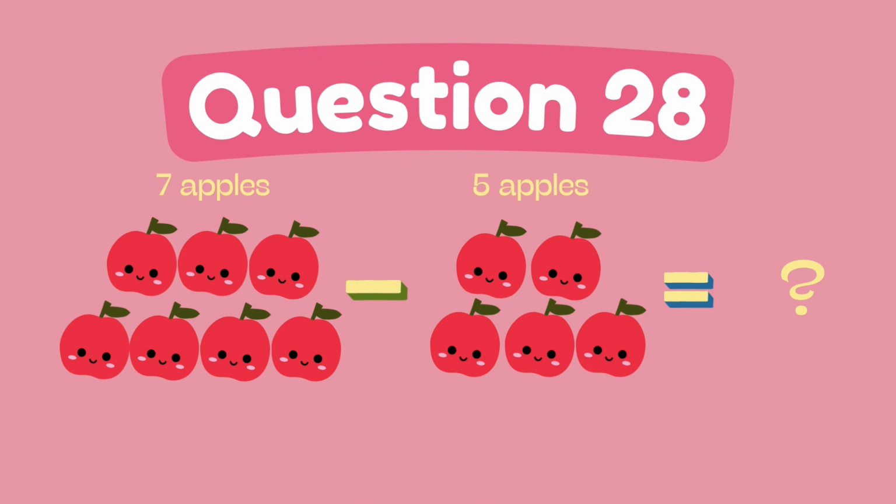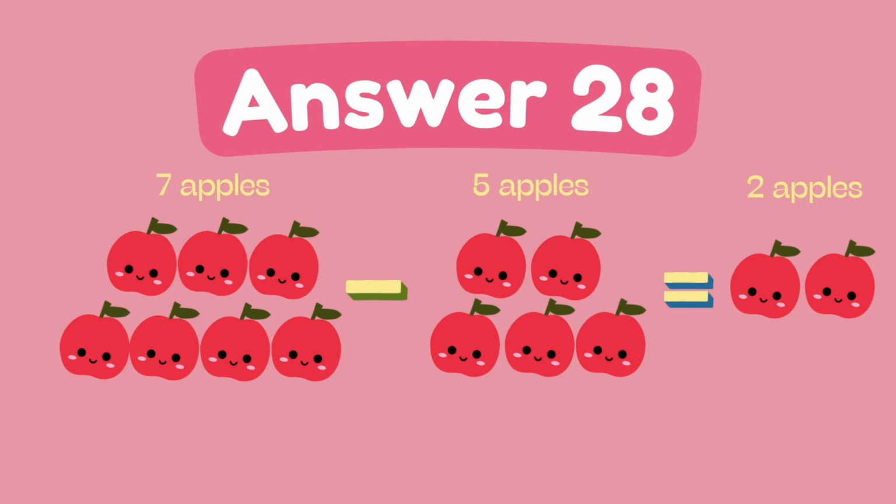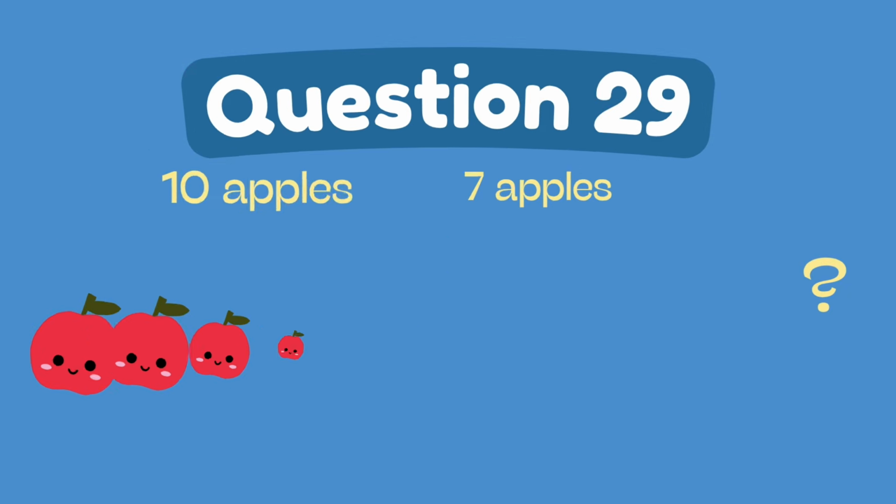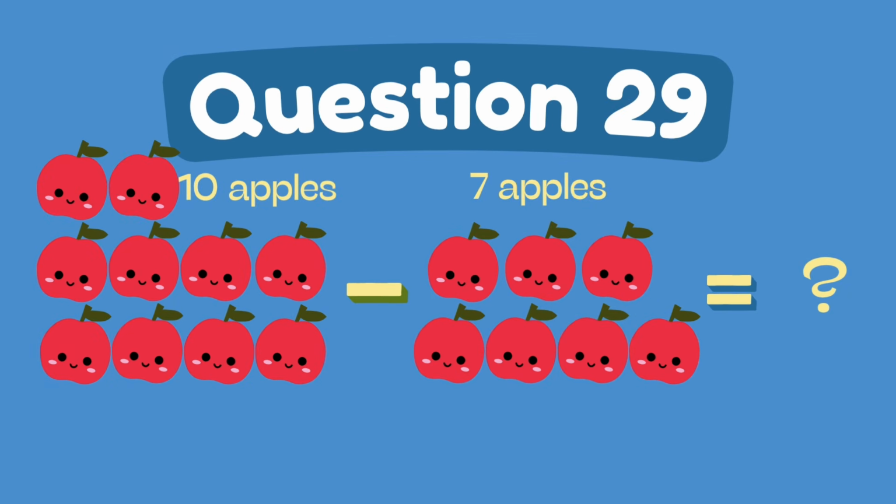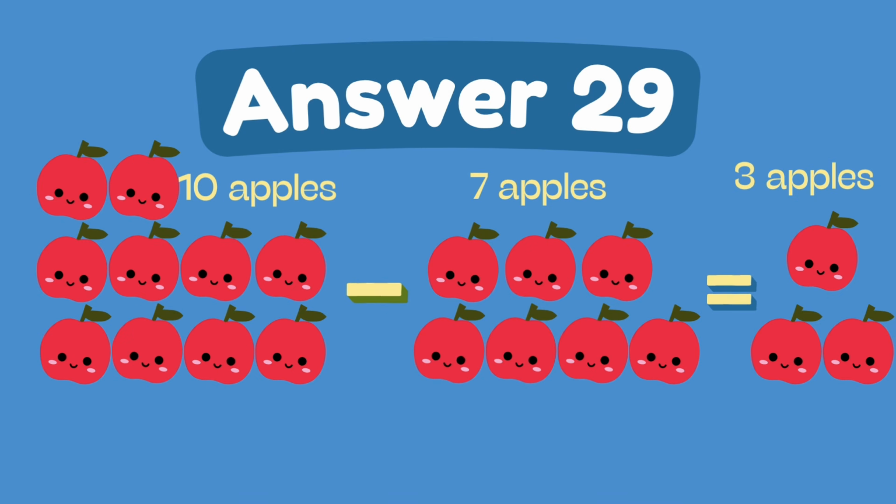What is 7 minus 5? The answer is 2. What is 10 minus 7? The answer is 3.